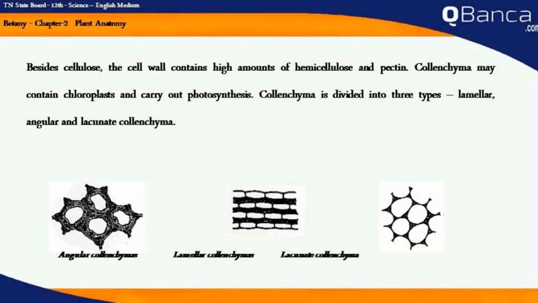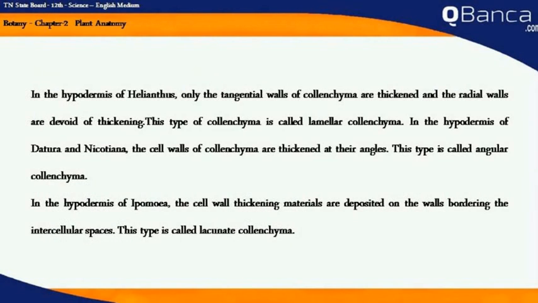Collenchyma is divided into three types: lamellar, angular, and lacunate collenchyma. In the hypodermis of Helianthus, only the tangential walls of collenchyma are thickened and the radial walls are not thickened. This type of collenchyma is called lamellar collenchyma. In the hypodermis of Datura and Nicotiana, the cell walls of collenchyma are thickened at their angles. This type is called angular collenchyma.